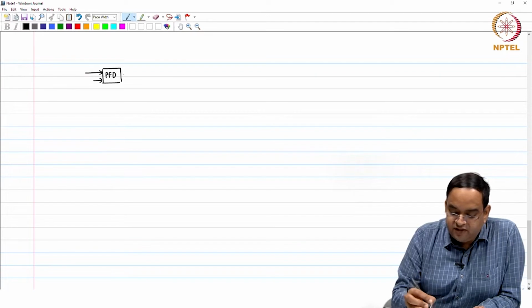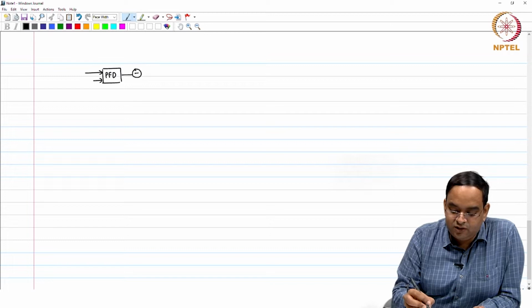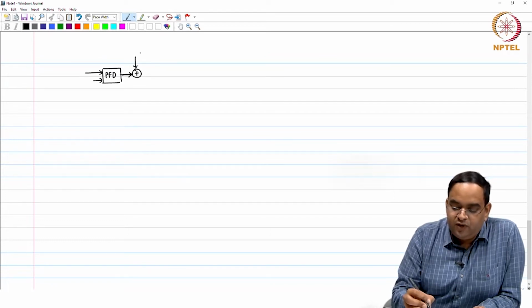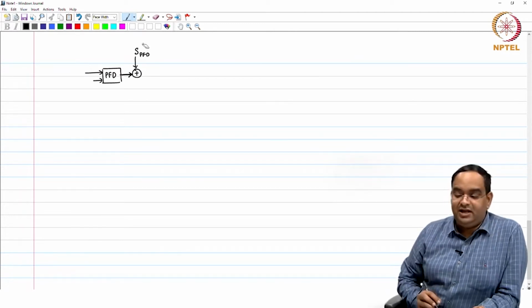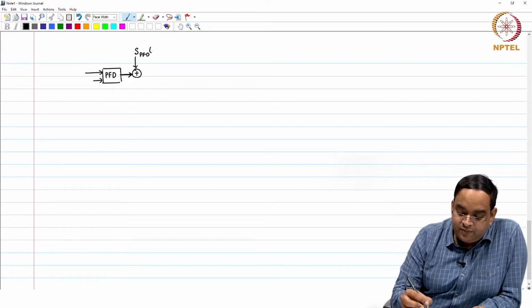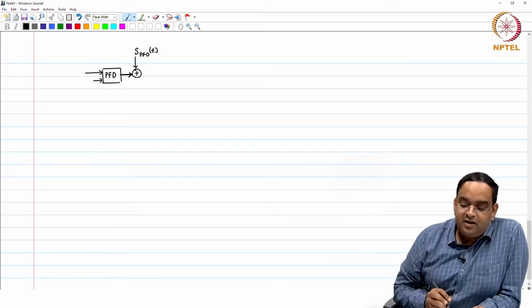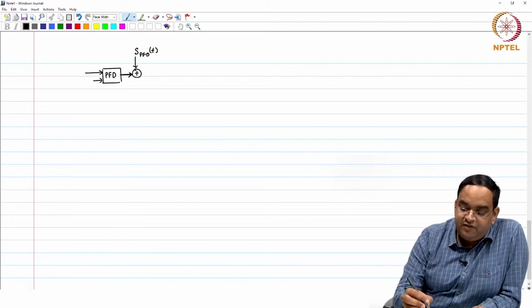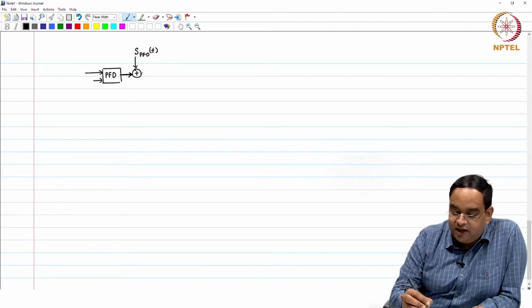So the PFD is a block, and the PFD adds noise. We find the total noise which the PFD will add, and we model it with its noise spectral density S_PFD. Let me just write this here, S_PFD. N is for noise, but here we are only dealing with noise. So the noise spectral density for the noise added by the PFD is modeled by S_PFD here.